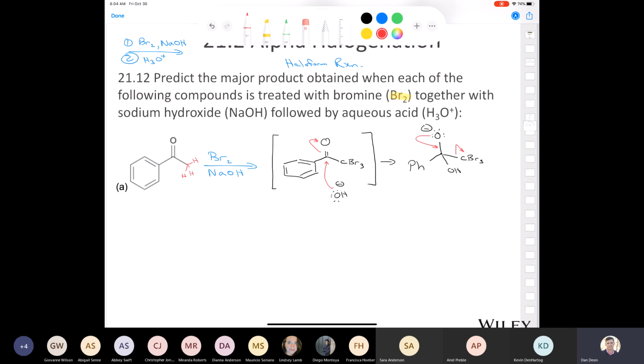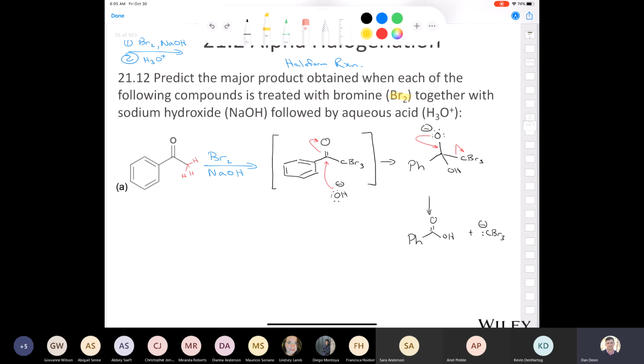Now, that might not be intuitive, but since we have those 3 electron-withdrawing halogens on that carbon, it can behave as a leaving group, and we're going to end up with benzoic acid plus the carbanion. Now, the reaction is not done at this point. We still haven't treated it with aqueous acid. You might be asking, well, we've got the carboxylic acid. Why would we need to treat it with aqueous acid?